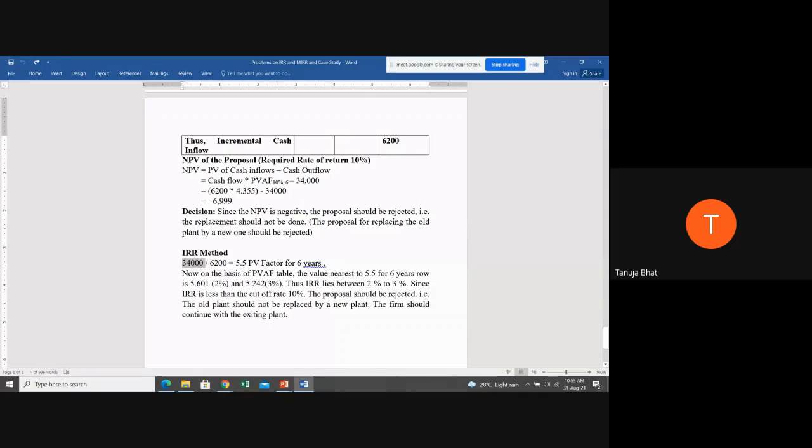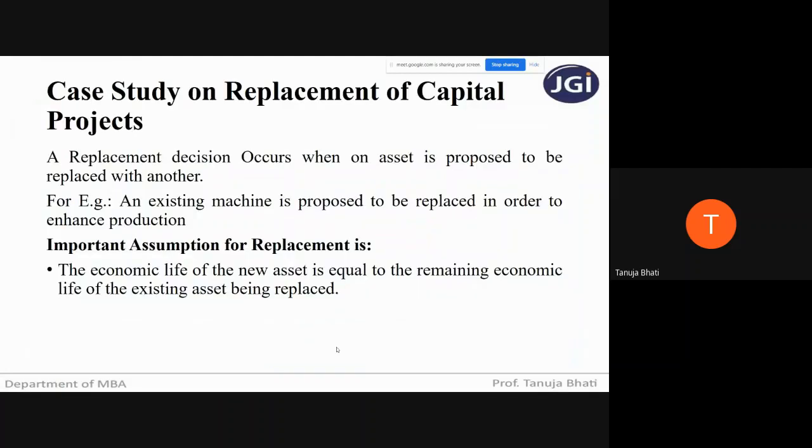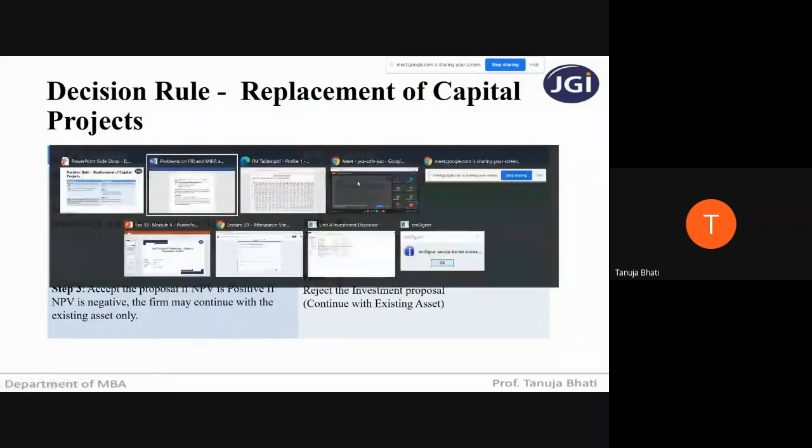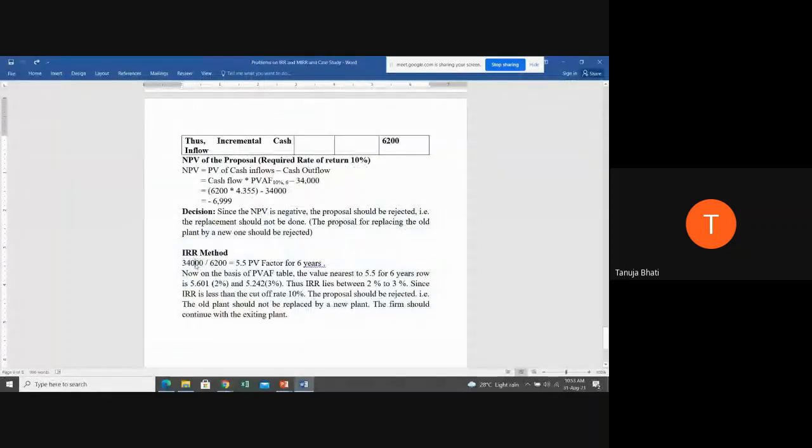Again for IRR also, you have to use incremental, because here I have shown you all the incremental cash flows. So it is 34,000, the incremental cash outflow, that is the investment, divided by the incremental annual average cash inflows, which is 6,200 here. When you divide these two, you get the PV factor as 5.5. You have to see this for 6 years.